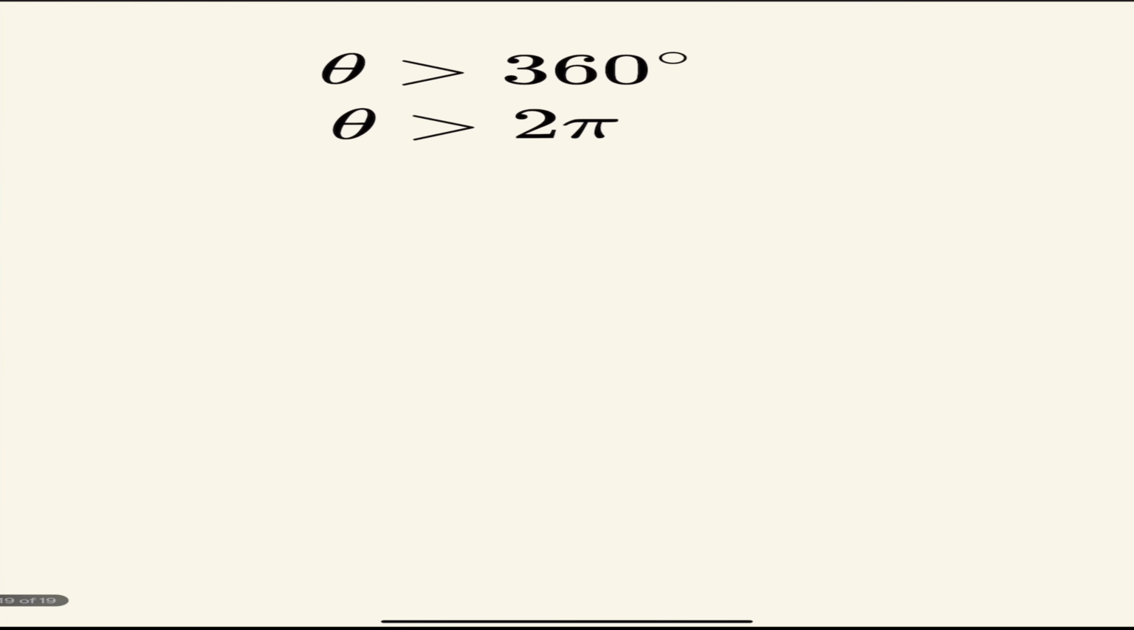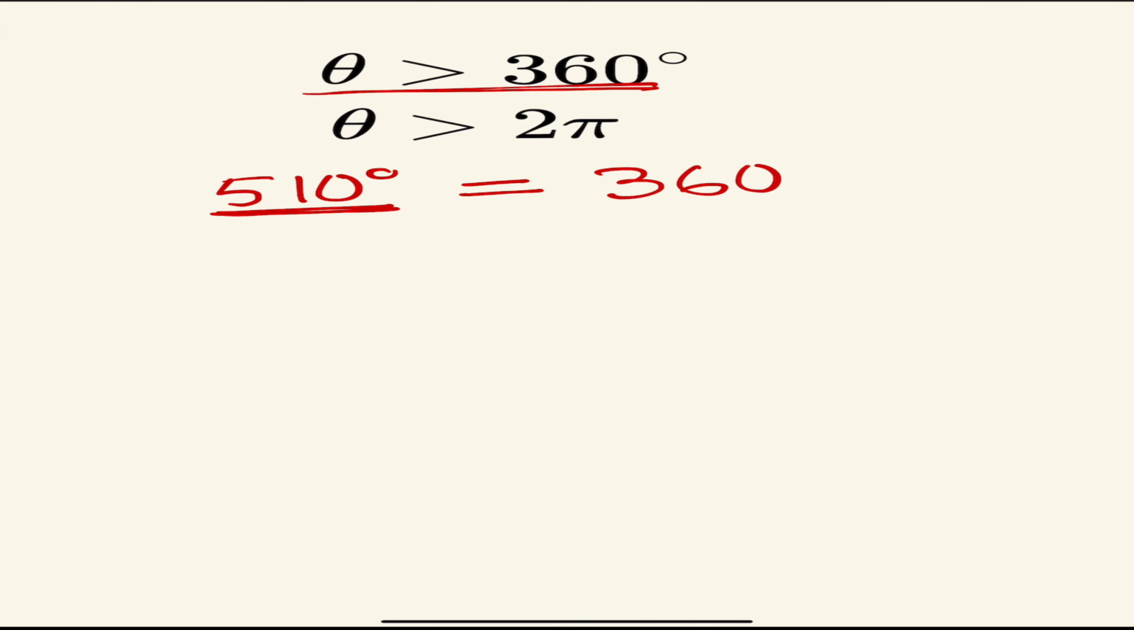Now, let's see what happens when theta is more than 360 degree. So let's say you have 510 degree, right? What does it mean? It means that it's more than 360, right? So whenever we see more than 360 degree, what we can do is change it first. We can just subtract 360 all the time, do that math, and we'll get the right answer.